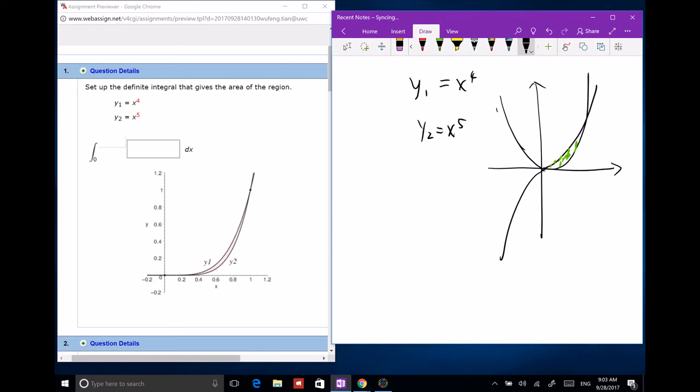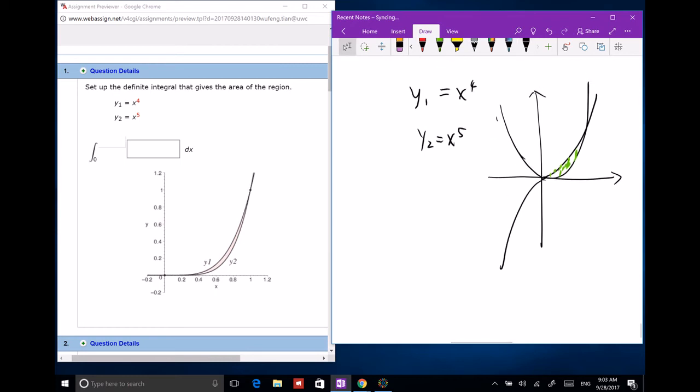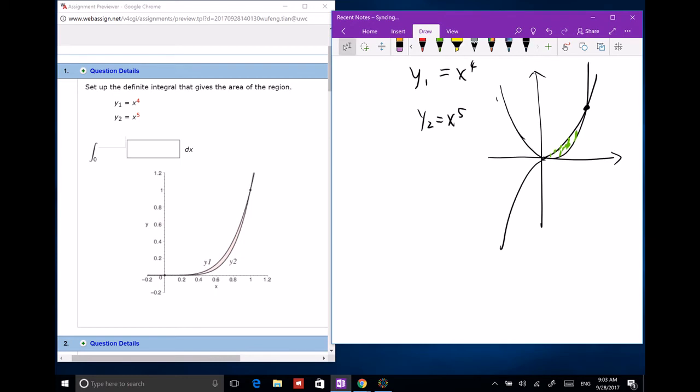So how do we solve this one? We find the area between these two. First, we find the intersection points. Okay. So first we'll look at this picture, x to the power 4, x to the power 5. How do we find out the intersection points? So you have x to the power 4 equals x to the power 5. Since at the intersection point they have the same x value and the same y value.